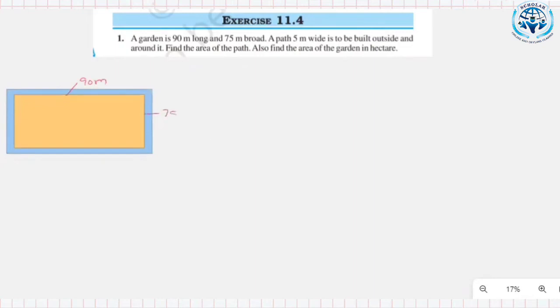We have to find out the area of the path. I have already told you how to find the area of the surrounding path by calculating the area of the garden plus path and the area of the garden and subtracting both. So area of the garden, length into breadth, 90 into 75 is equal to 6750 meter square.